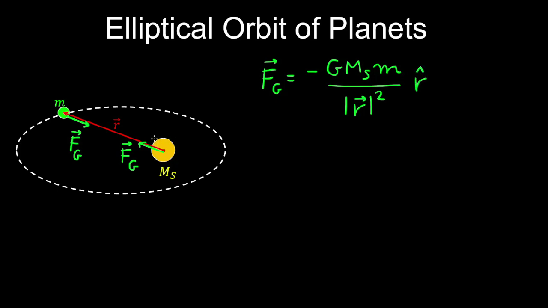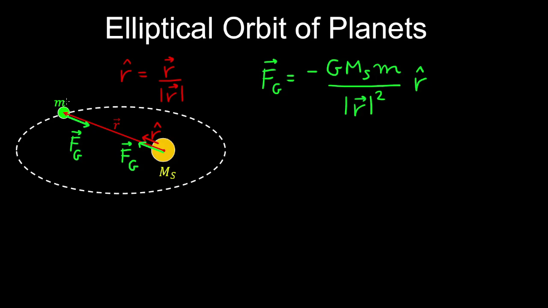So in other words, r hat is taken in this direction from the star, and therefore the gravitational force acting on the planet acts in a negative r hat direction. And note that r hat is the unit vector in the direction of r. So we have r on the magnitude of r.